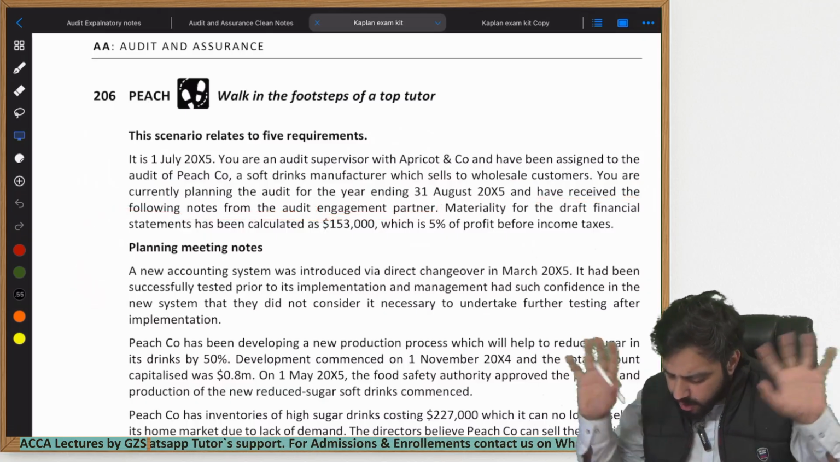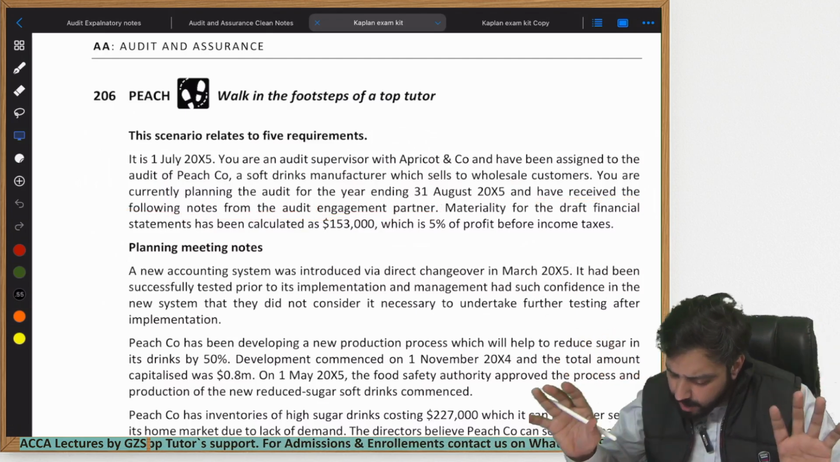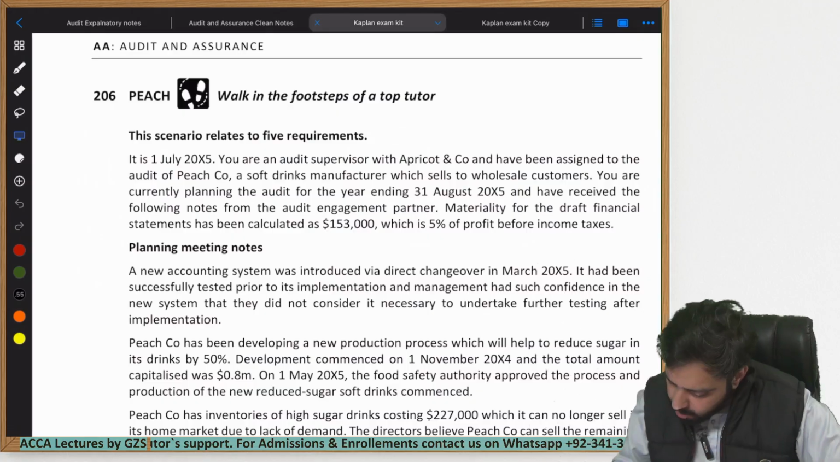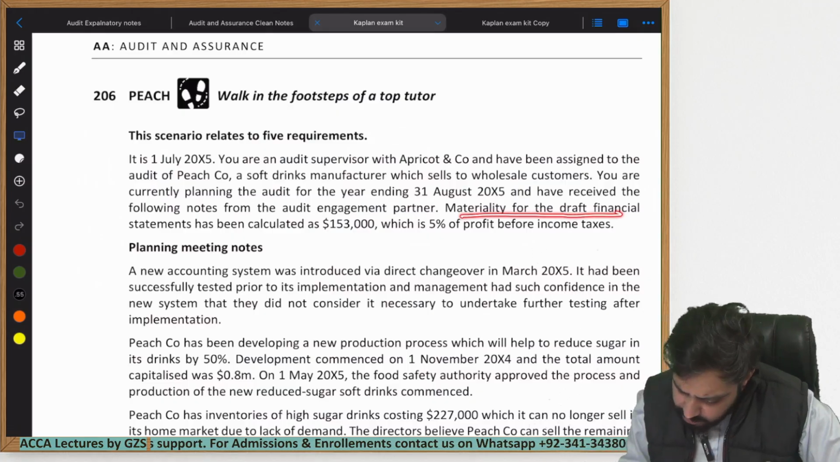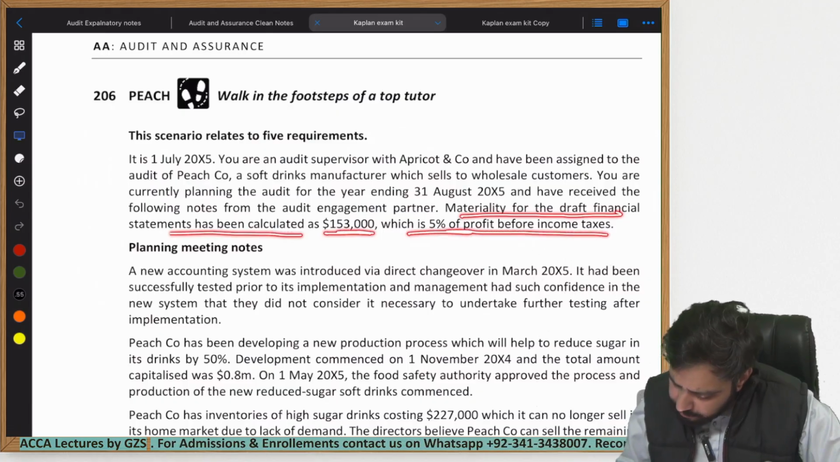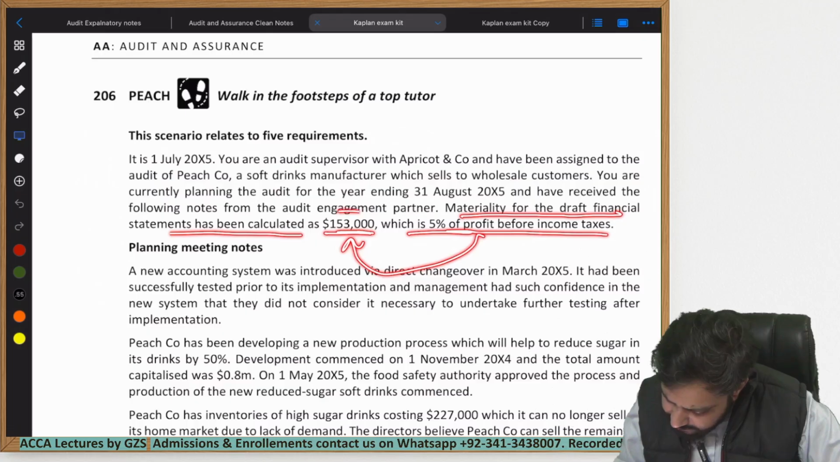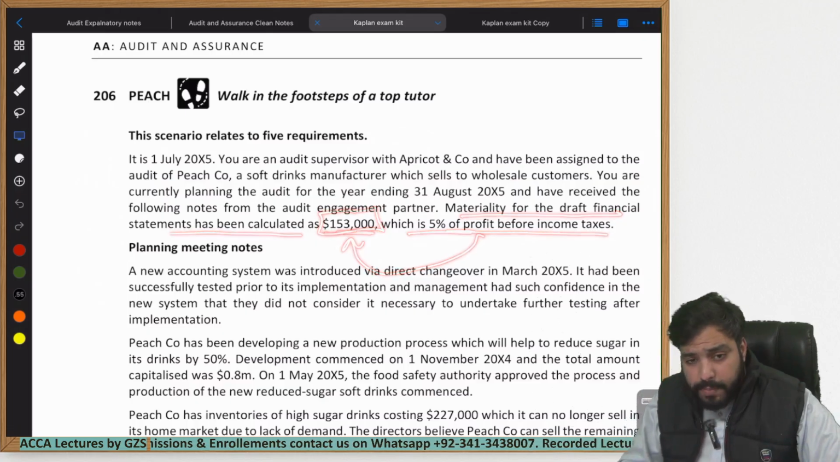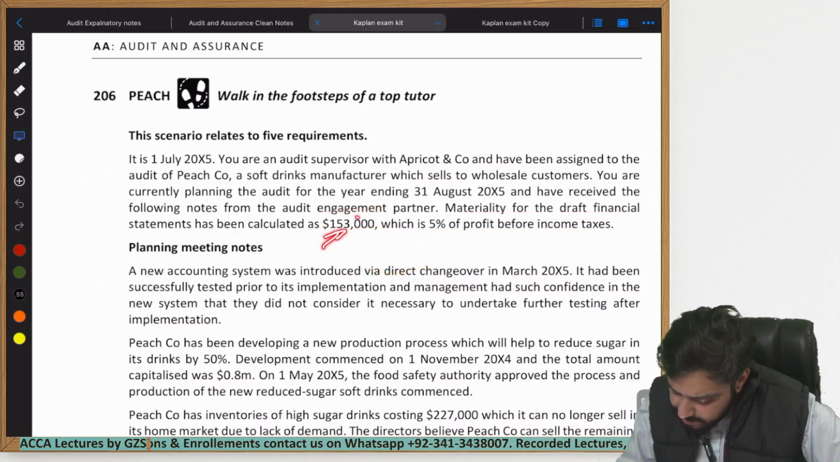Great, this is not useful for me at all. I'm just trying to find out whether this is a listed company or not. Materiality for the draft financial statements has been calculated as 153,000, which is 5% of profit before income taxes. Now, what is this materiality? You don't know, you are really confused about it because this is something new that you are seeing here.